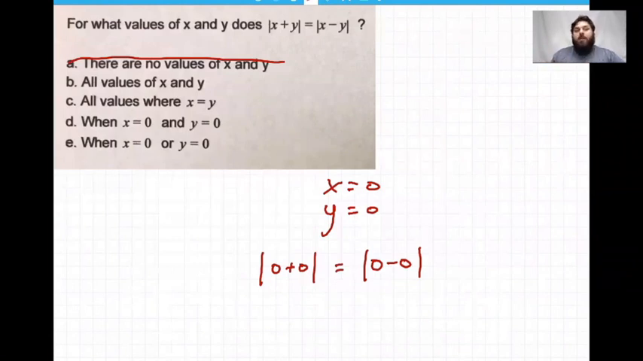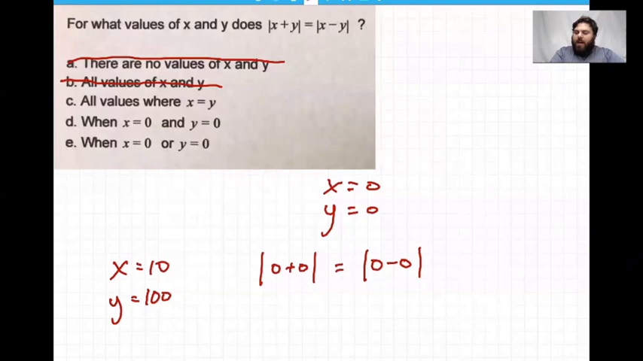B says every value of x and y. What if x was equal to 10 and y was equal to 100? Right? You can see pretty quickly that when you add those together, you get 110. When you subtract them, you get negative 90, which absolute values to 90. So those aren't going to be equal. So it's not every value. Right? So you can eliminate choice B.